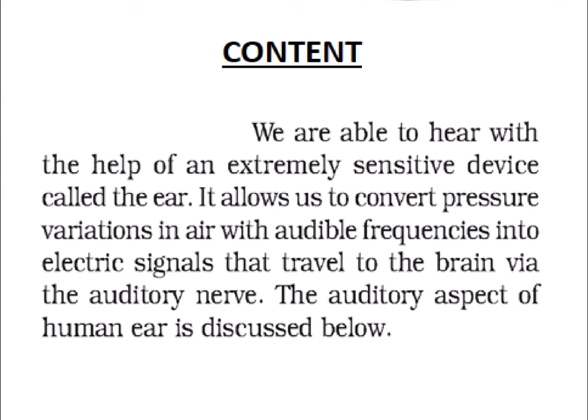We are able to hear with the help of an extremely sensitive device called the ear. It allows us to convert pressure variation in air with audible frequencies into electrical signals that travel to the brain via the auditory nerve. The auditory aspect of the human ear is discussed here.